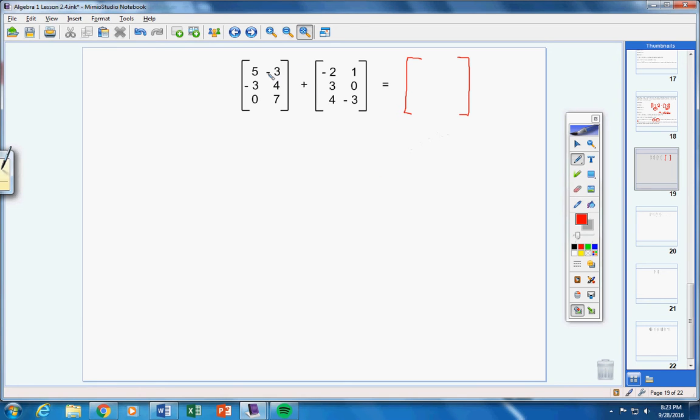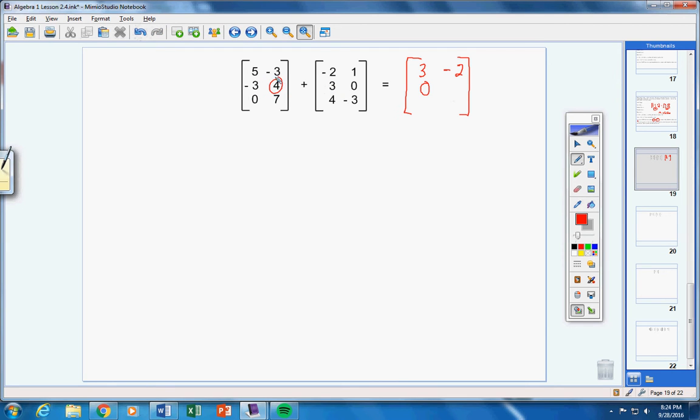Okay? This element corresponds with this element. So 5 plus negative 2 is 3. This element corresponds with this element. So negative 3 plus 1 is negative 2. This entry corresponds with this entry. Negative 3 plus 3 is 0.